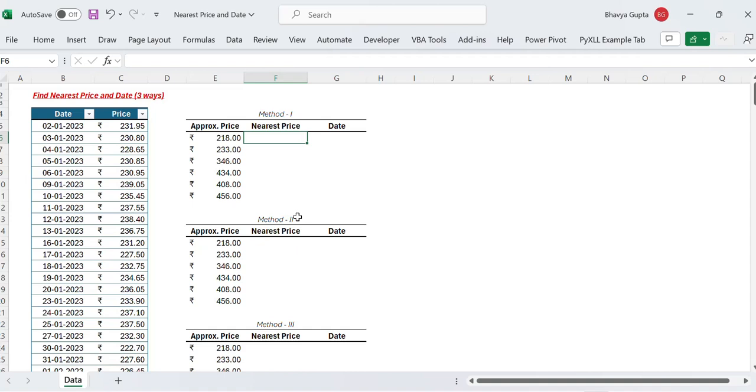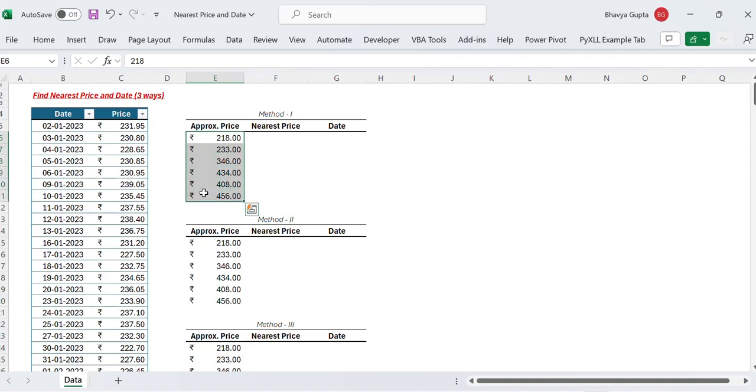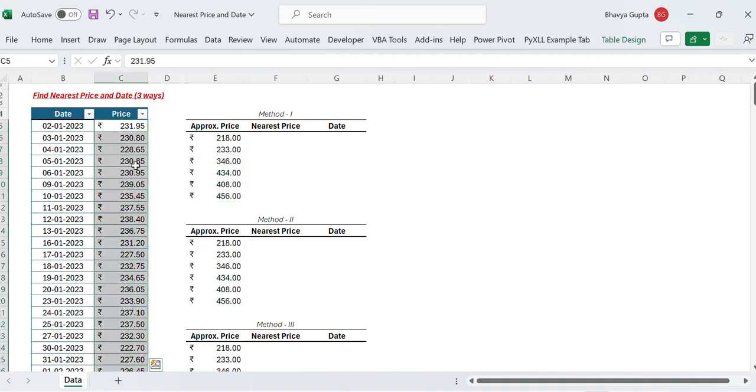Hi everyone. In this video we will see three ways to find nearest price and date using Excel formulas. So let's say we have this data here in which we have the date column and the price column which have the prices for each of the corresponding dates. Our task is that for each of the approximate prices here, we have to find out the nearest price which is present in this price column.